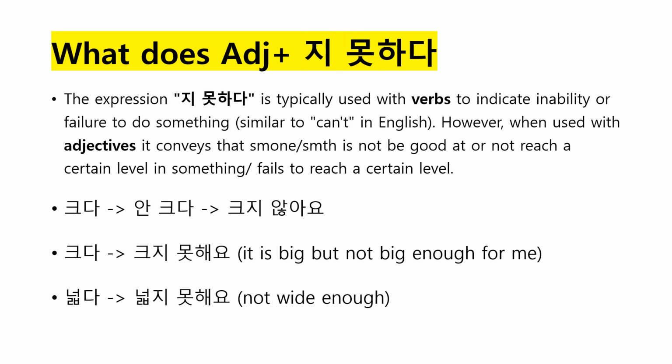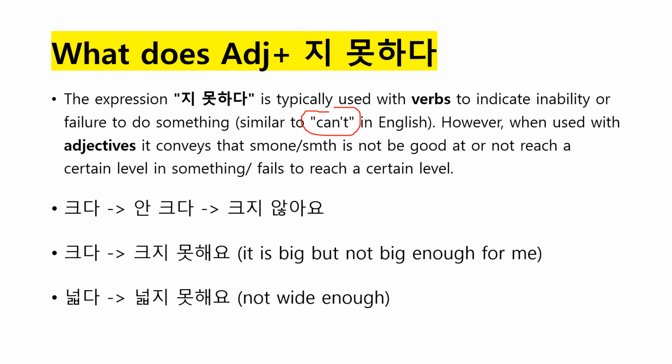First of all, we should know what it means and what the difference is between 치 못하다 with adjectives and 치 않아요 with adjectives. The expression 치 못하다 is usually used with verbs to indicate someone's inability to do something. As you know, we had that in the previous video about 치 못하다. So someone failed to do something. In English, it can be translated as can't. I can't do something, or I cannot, I'm not able.